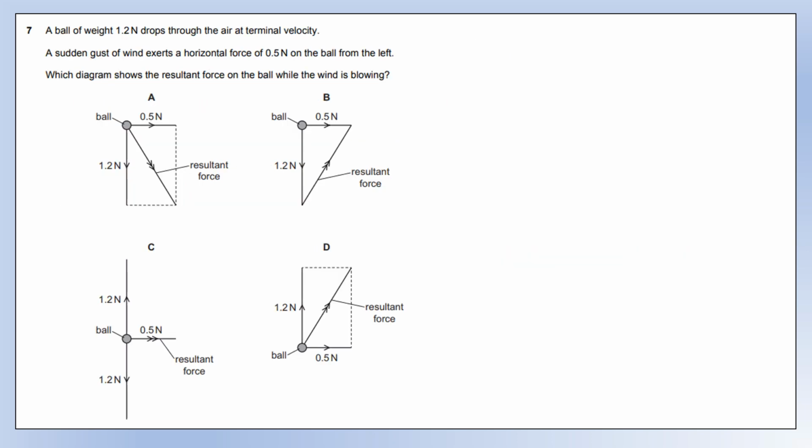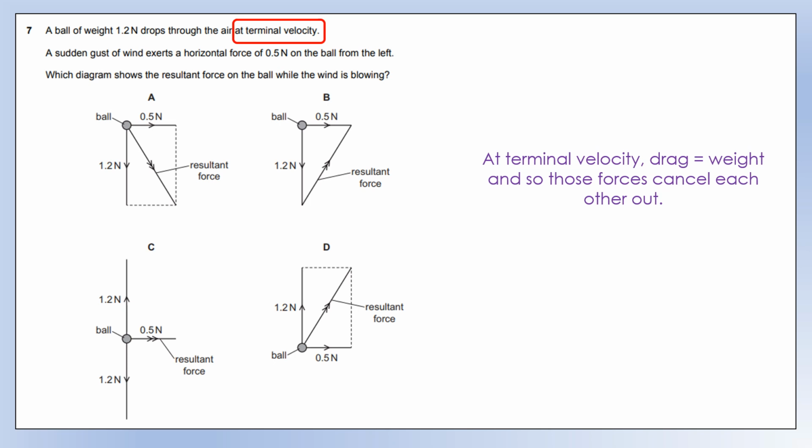A ball of weight 1.2 newtons drops through the air at terminal velocity. So drag is equal to weight. Okay, so that's going to be the first key thing. So we know that drag is equal to weight, so those two forces are equal and cancel each other out. And they're going to be equal to 1.2 newtons.